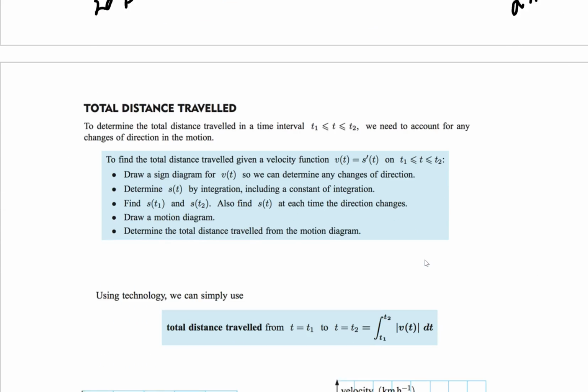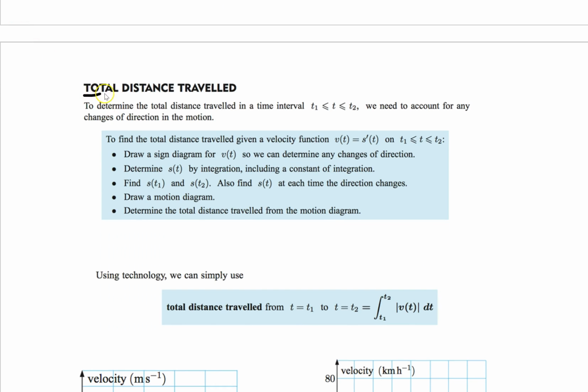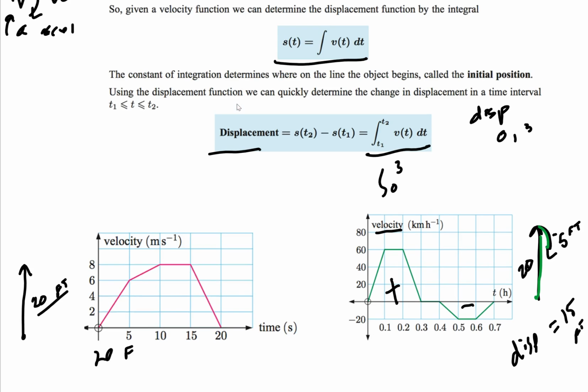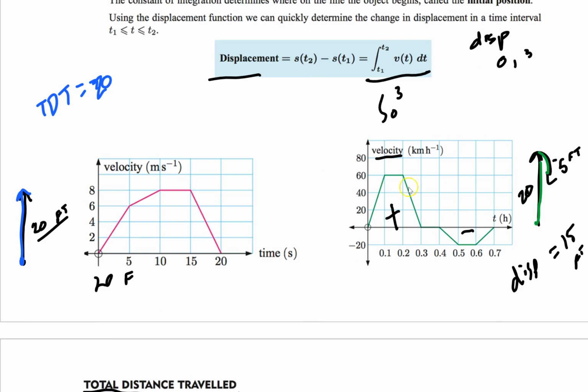Total distance traveled. The total distance traveled is how far you have walked. So it's different than displacement. Displacement is how far you are from the origin. So I'm 20 feet from the origin. My total distance traveled in this case would actually be the same. How far did I walk? Well, I walked 20 feet straight, so 20 feet. Over here, though, it's different. You walked positive 20 feet, and then you walked back down 5 feet. So your displacement is 15.